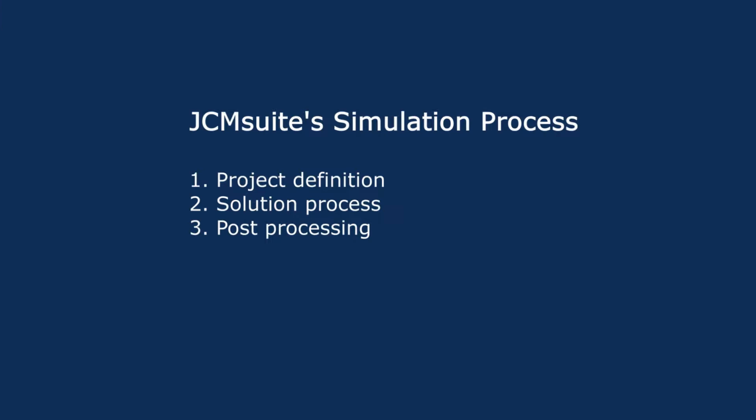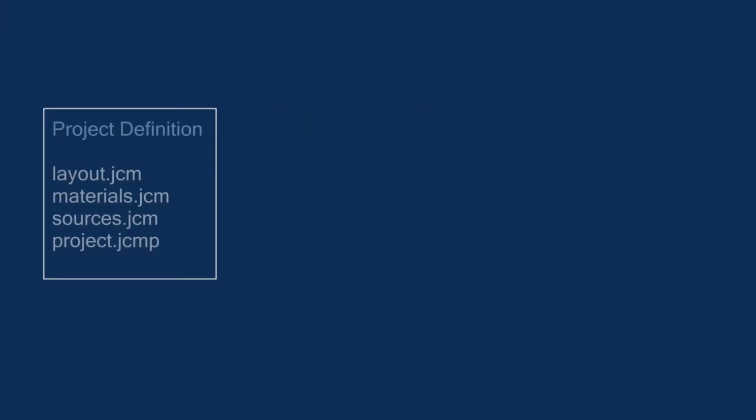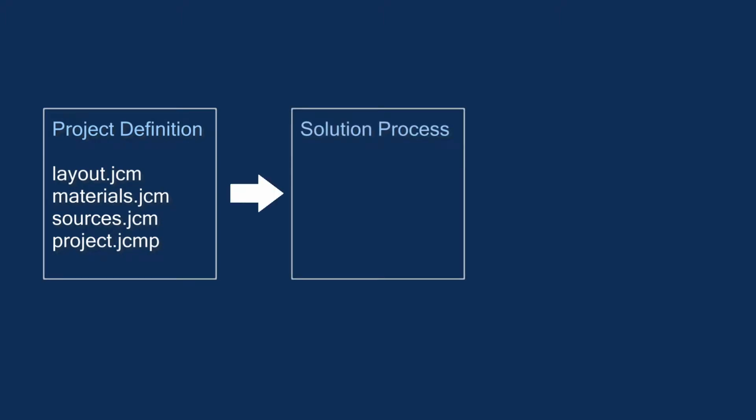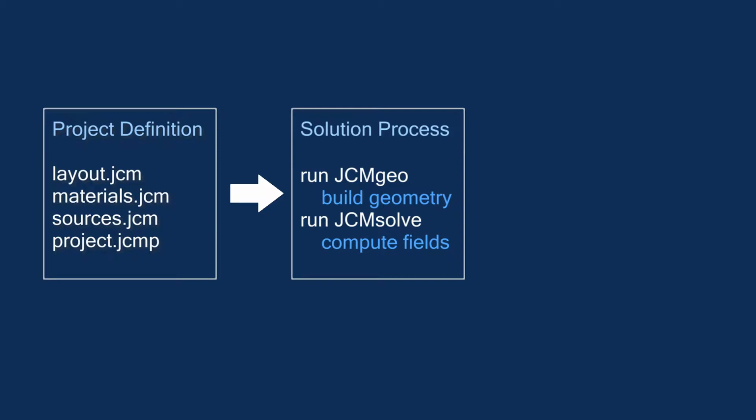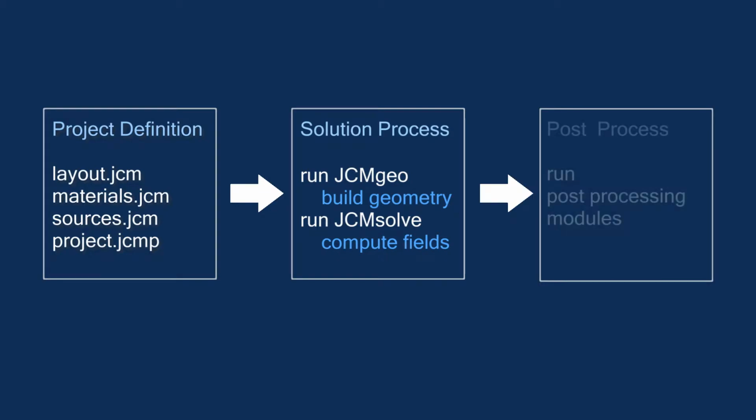All JCMsuite simulations follow the same basic scheme. The entire solution process consists of 3 subsequent steps. First, the project definition given by the 4 files has to be generated. Second, the solution process has to be executed. Here the geometry builder takes the layout and material information and creates the finite element mesh plus the material configuration, followed by the actual field solution process running JCMSolve. This yields the complete information about the electromagnetic field. Third, the desired post-process information is computed and yields the information required by the user.